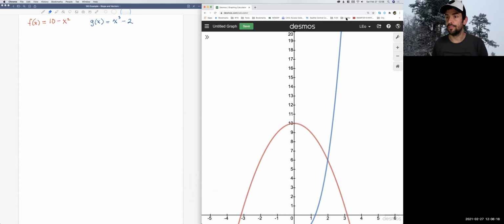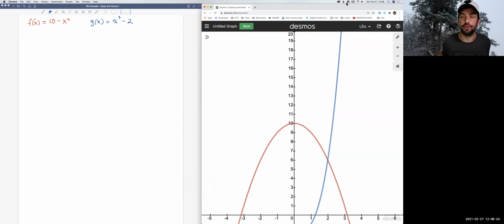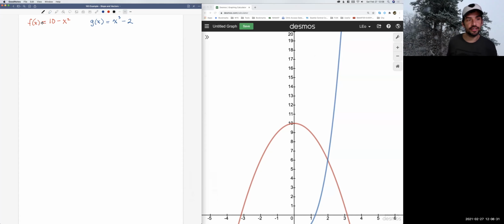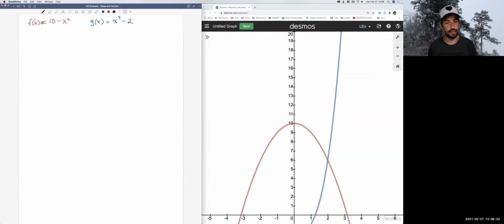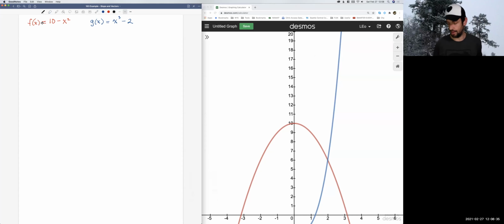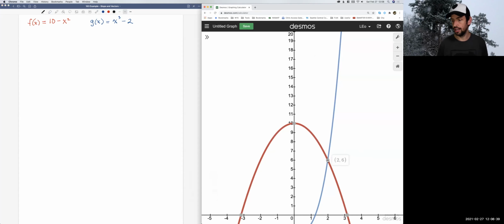Hey, everybody. I got several questions about this, so I just want to make a quick example of a similar kind of question. Here's a couple of functions. f of x is 10 minus x squared. g of x is x cubed minus 2. I've got them graphed over here, and it's pretty quick to see they intersect at (2, 6).